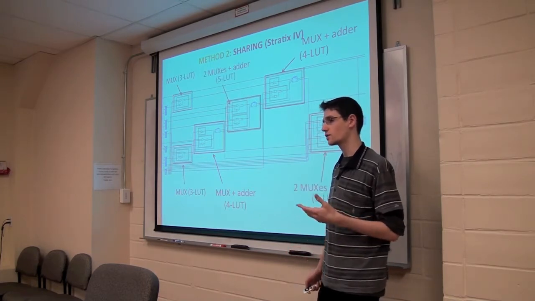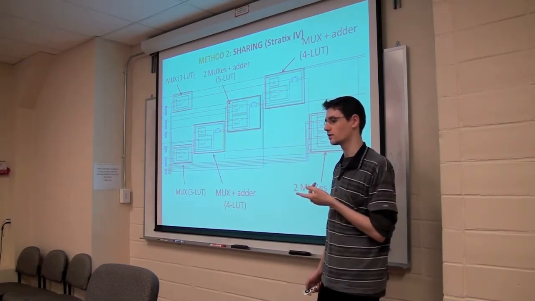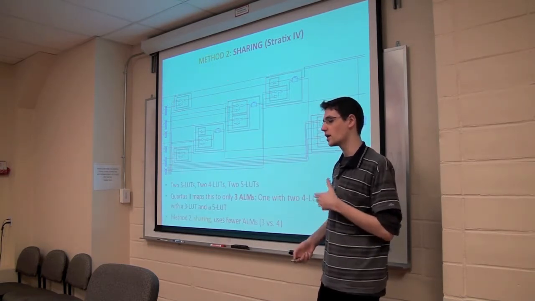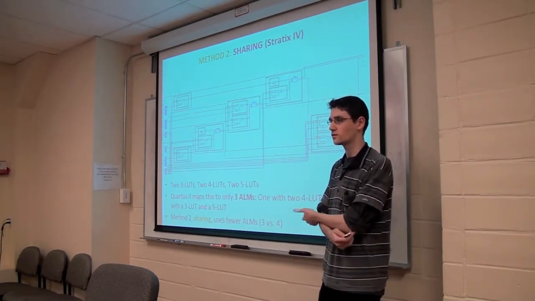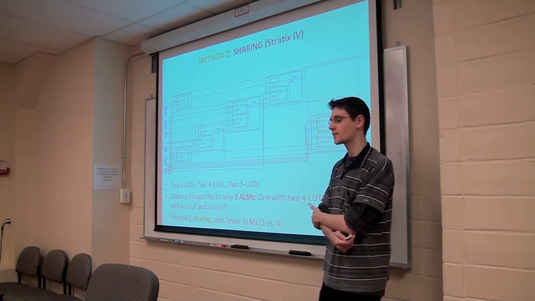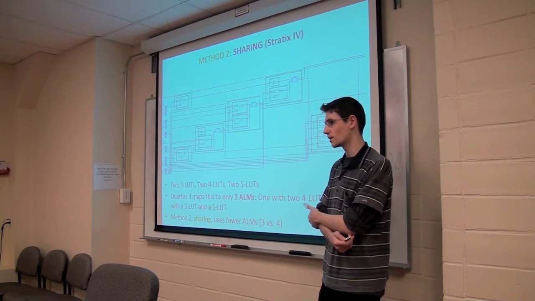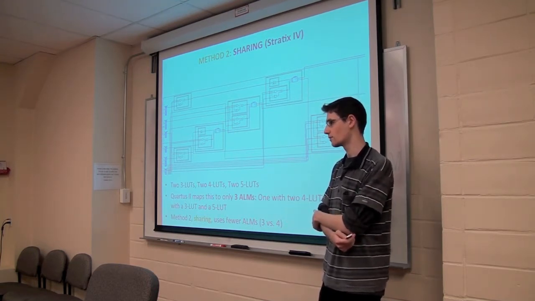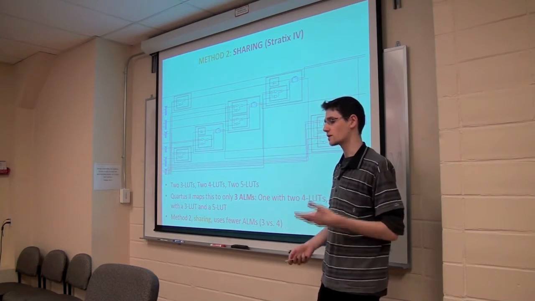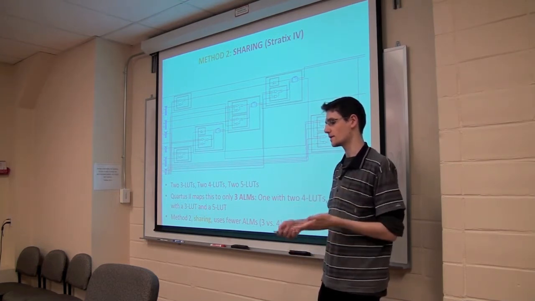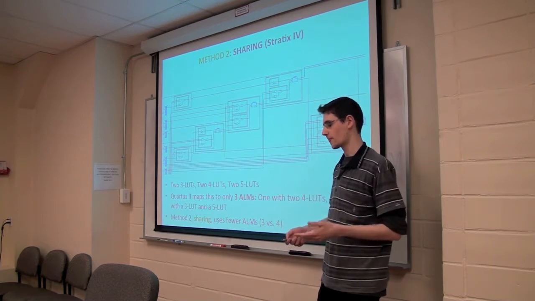And we also have 2 5 LUTs, which implement 2 muxes as well as a full adder. So what's happening here is that the multiplexers and the additions are being combined into the same LUT. And what ends up happening is we get 2 3 LUTs, 2 4 LUTs, and 2 5 LUTs, which Quartus does because this then allows us to pack this into just 3 ALMs. One adaptive logic module has 2 4 LUTs, and the other 2 each have a 3 LUT and a 5 LUT. And the reason this is preferred now is because rather than 4, which we had before, we now have 3 adaptive logic modules. So we see that in this case, sharing is preferred.